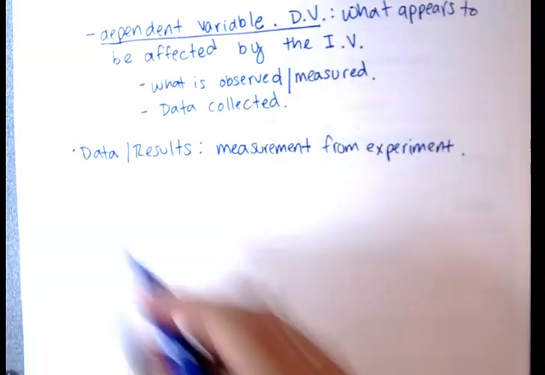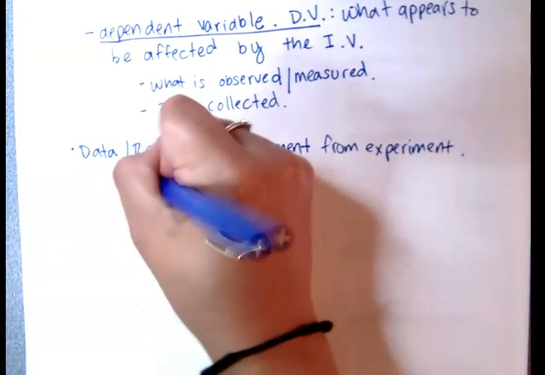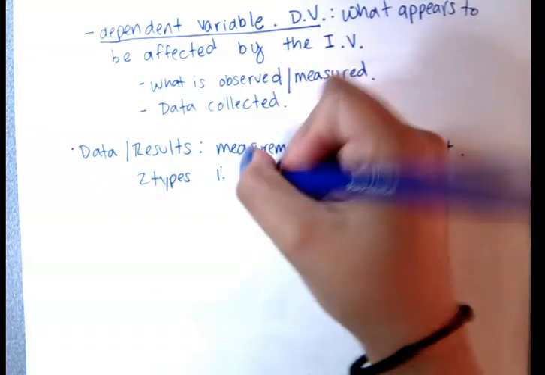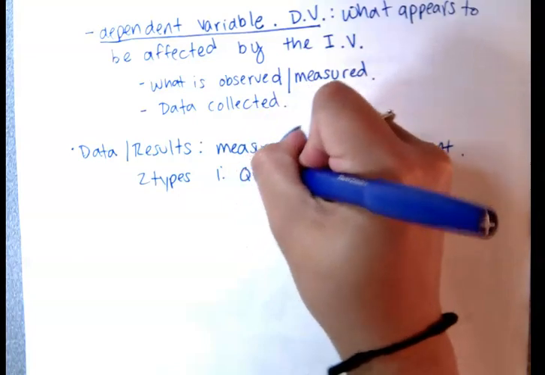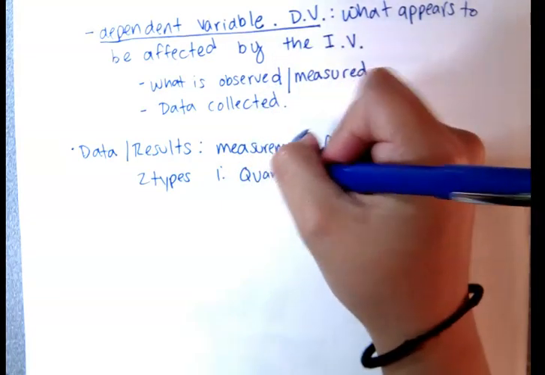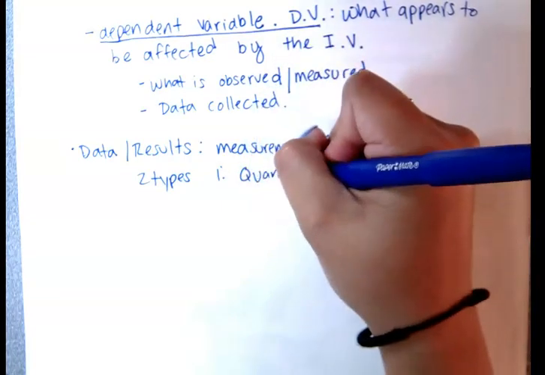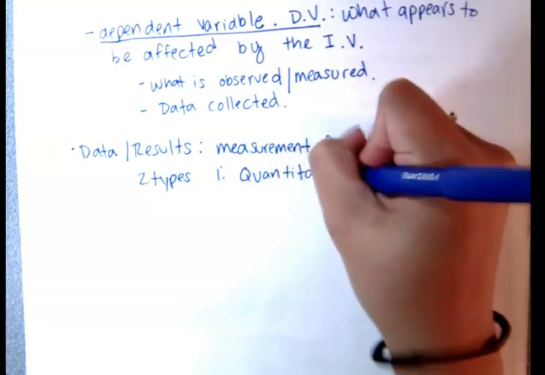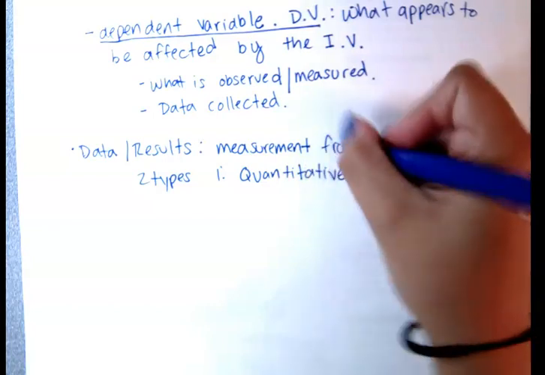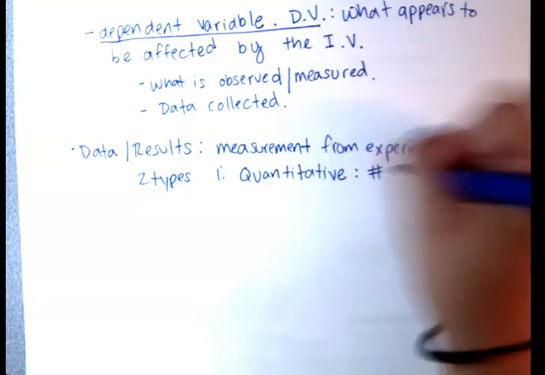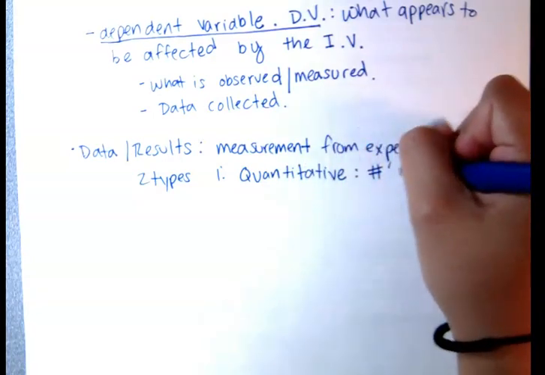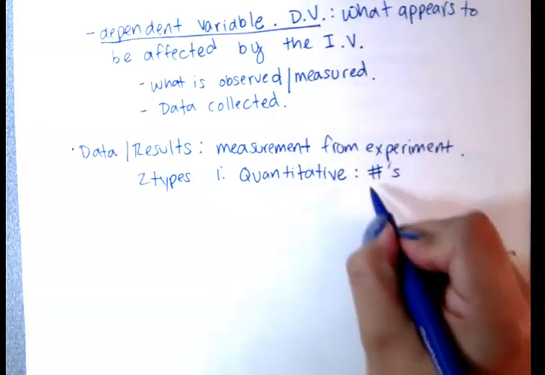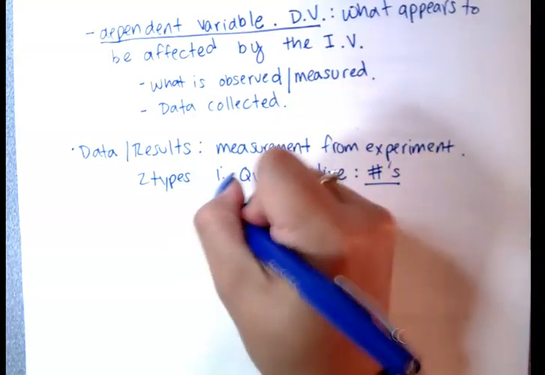And then, all right, so your results can be categorized into two different types. And the first type is going to be probably what you're more familiar with, especially if you've already taken like physics or chemistry, and that is going to be your quantitative type of data. So this is going to be like volume or measurement or like length and stuff like that. So this is going to be in numbers.